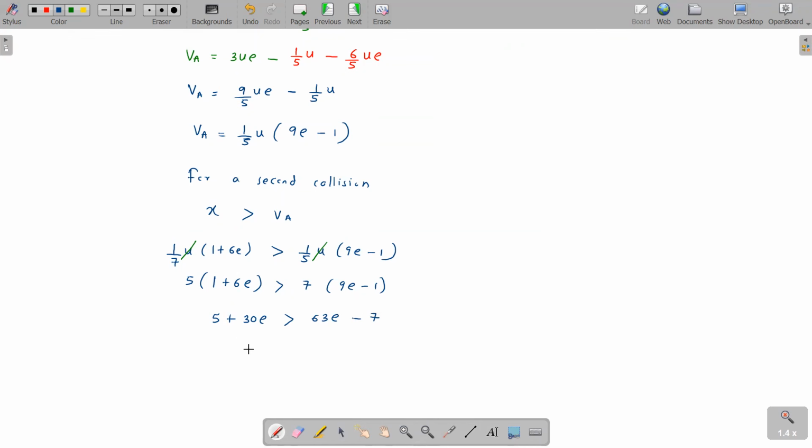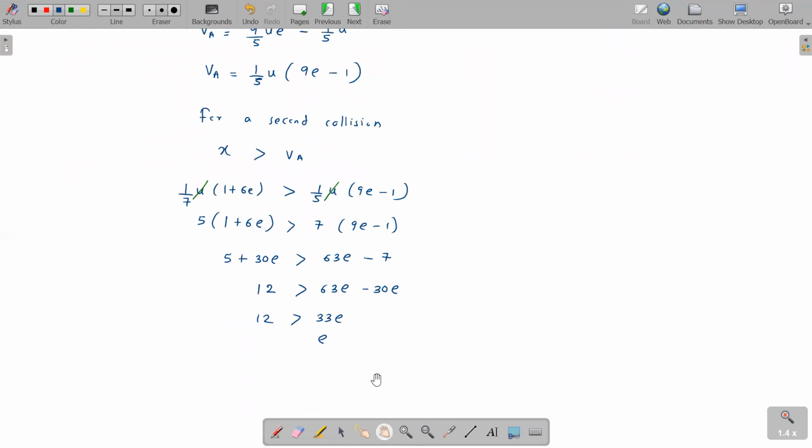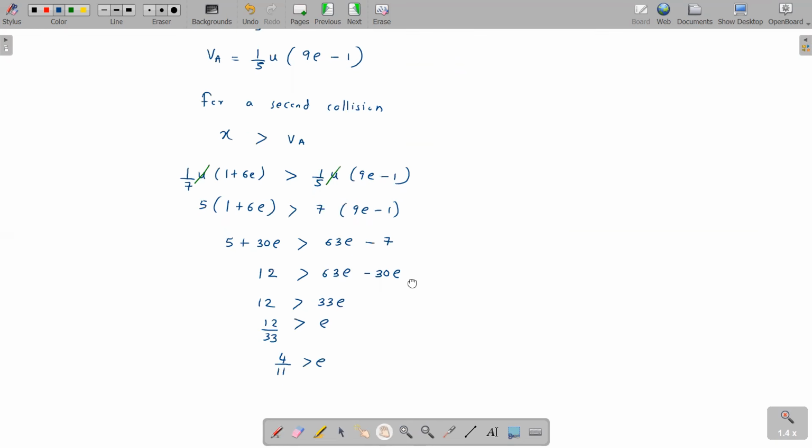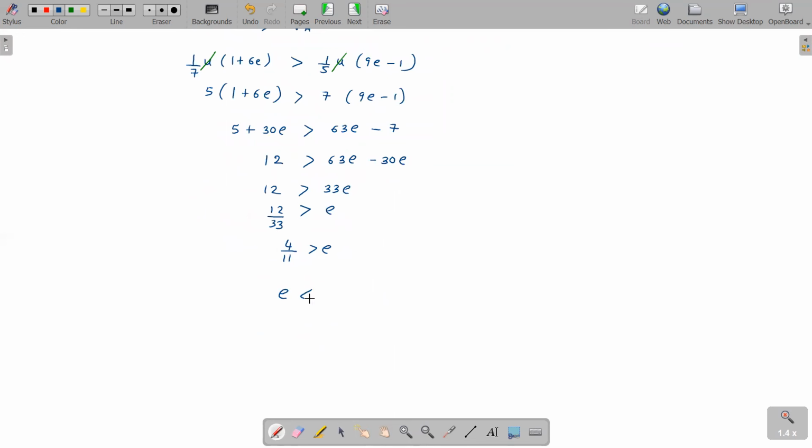So I get here 7 plus 5 is 12, right? 63E minus 30E, how much is it? 33. Which means E is less than 12 over 33. In other words, that is 4 over 11. So E is less than 4 over 11.